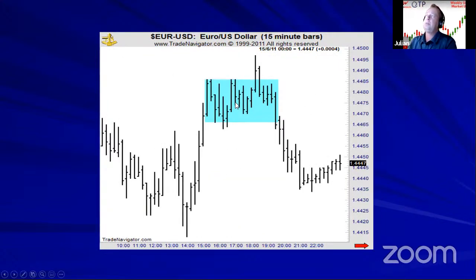Here's a very good example in Euro US dollar, right? Back in the day. This is a 15-minute bar chart, just to prove to you can trade any time frame. Okay, market creates a small mini trading range on the 15-minute bar chart. Down, up, down, up, down, up, breakout bar, naked close up here, definitely breaking out. Oh no, back inside the range again.